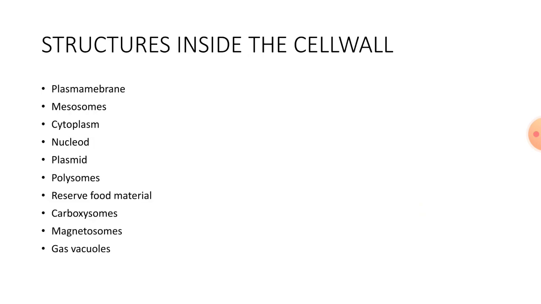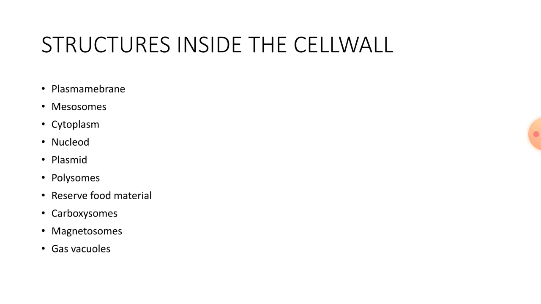So far we have discussed the structures outside the cell wall. Now we will see the structures inside the cell wall. As I told in the beginning slides, inside the bacterial cell, after the cell wall you can see the plasma membrane, a thin structure. It is made up of lipids and proteins, which show the arrangement as Singer and Nicholson proposed in their theory, the fluid mosaic concept.